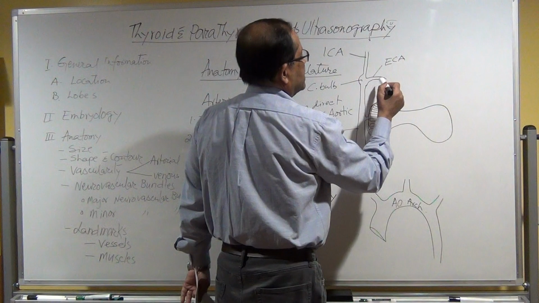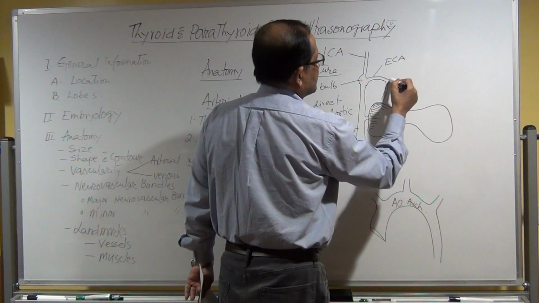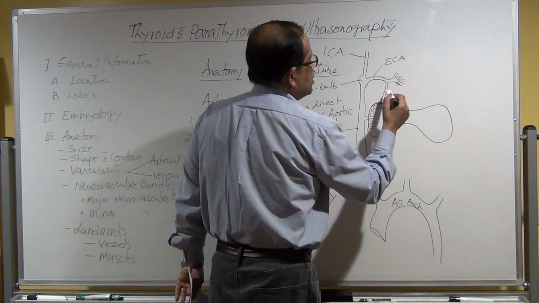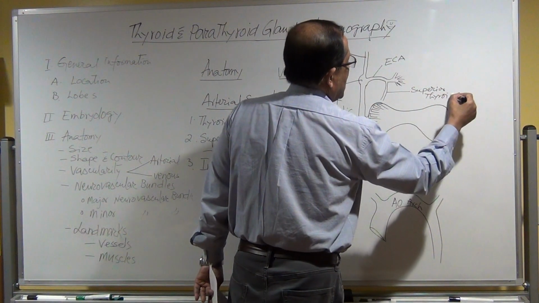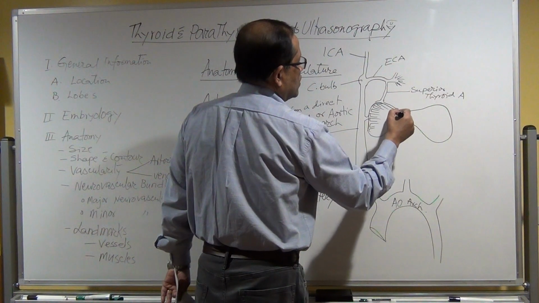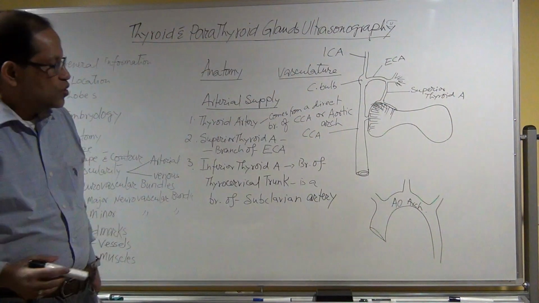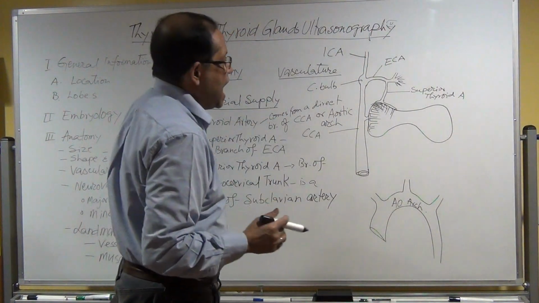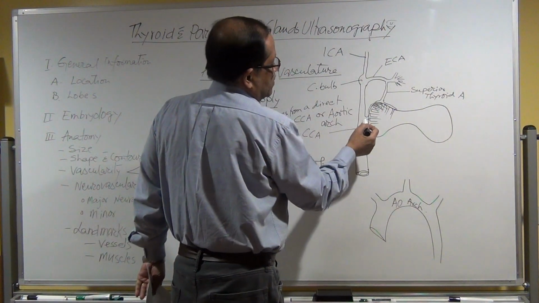Now superior thyroid artery is a branch of external carotid artery. Superior thyroid artery has 8 branches, but this is superior thyroid artery. Superior thyroid artery supplies blood to the top part of the thyroid gland, the upper pole, and it has collateral circulations, and it anastomoses with the carotid artery.